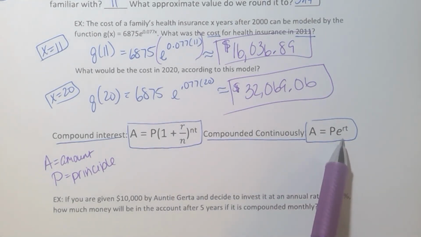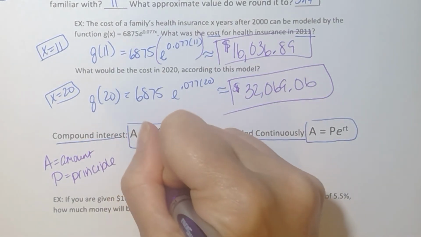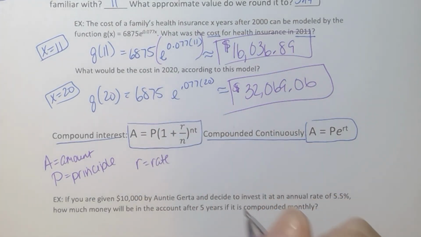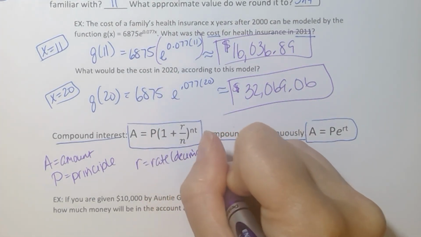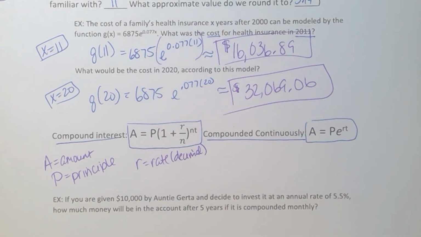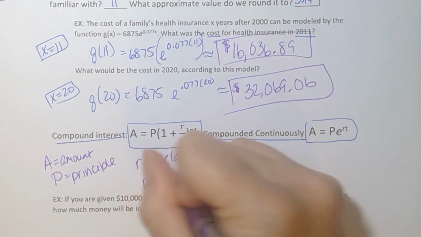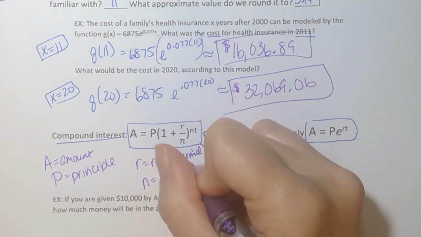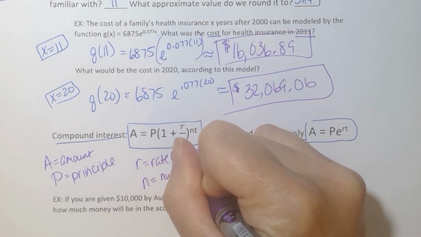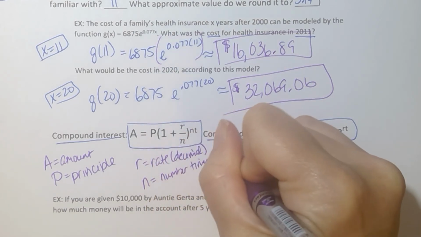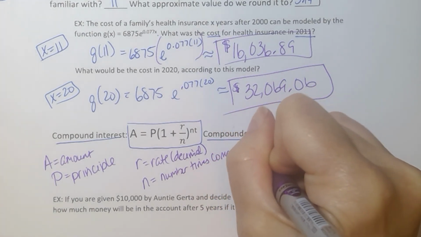R is the rate of return. So if your interest rate is R, you always use it as a decimal. You'll be given an interest rate as a percent, but you want to use it as a decimal. Then n is the number of times compounded in a year. n is for number, so it's the number of times compounded per year.